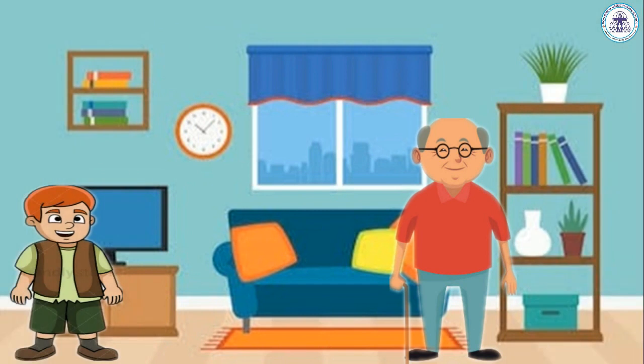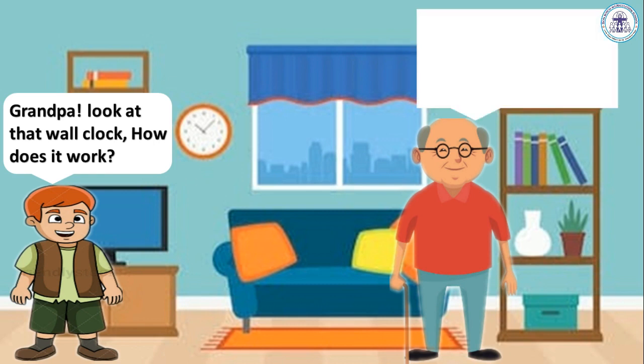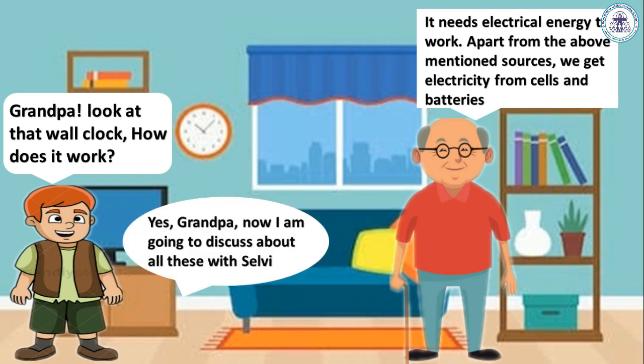Selvan and his grandfather entered the home and noticed the clock on the wall. Selvan: "Grandpa, look at the wall clock. How does it work?" Grandfather: "It needs electrical energy to work. Apart from other sources, we get electricity from cells and batteries." Selvan: "Yes, Grandpa. Now I am going to discuss all this with Selvi."